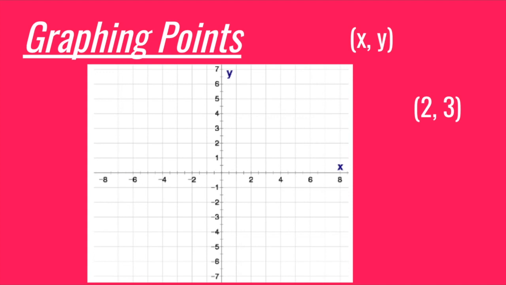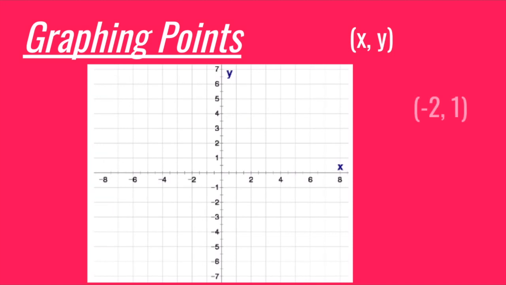So first we will find 2 on the x-axis. I like to draw a dotted line so that I can find where they intersect, which will be my point. So this is 2 on the x-axis. Now I'll find 3 on the y-axis and draw a dotted line until I find my point of intersection. Where the 2 and the 3 intersect, that's where this point is on the XY plane.